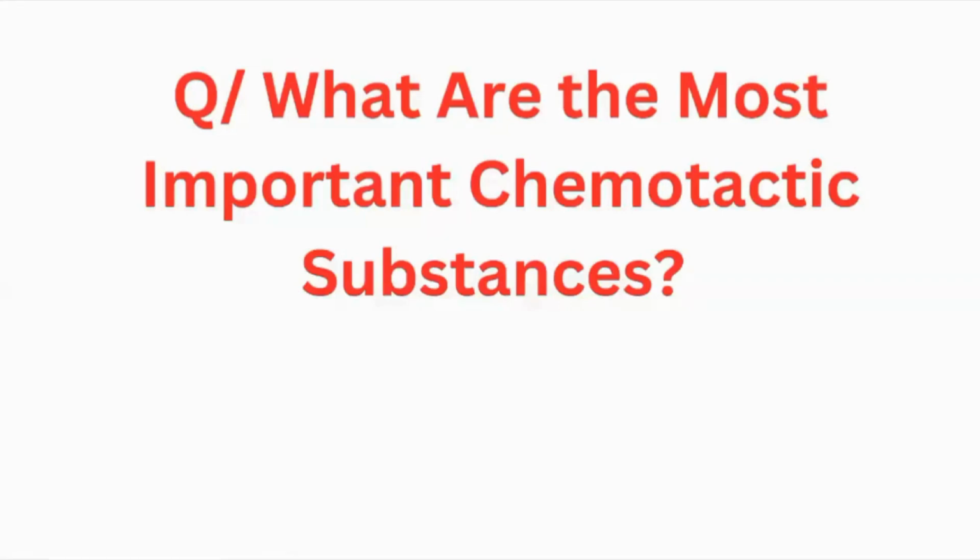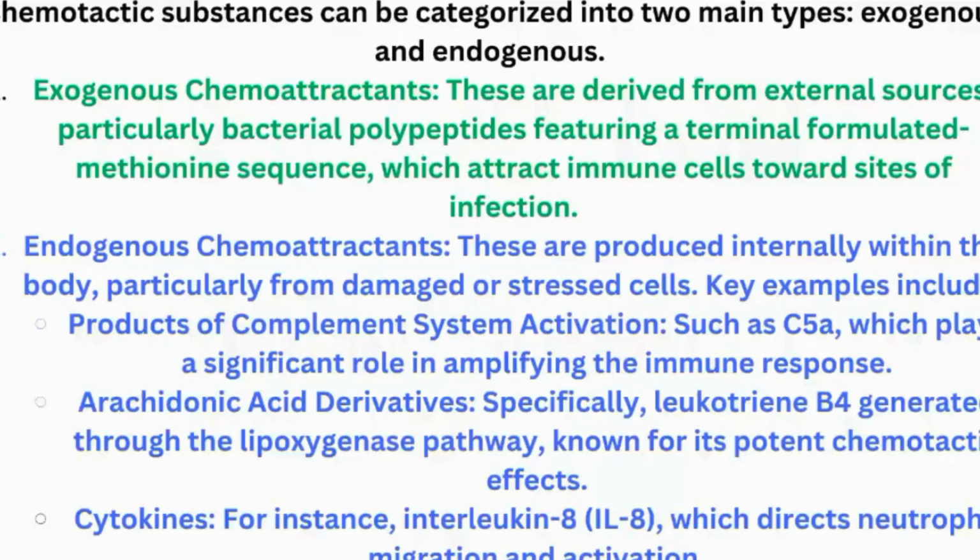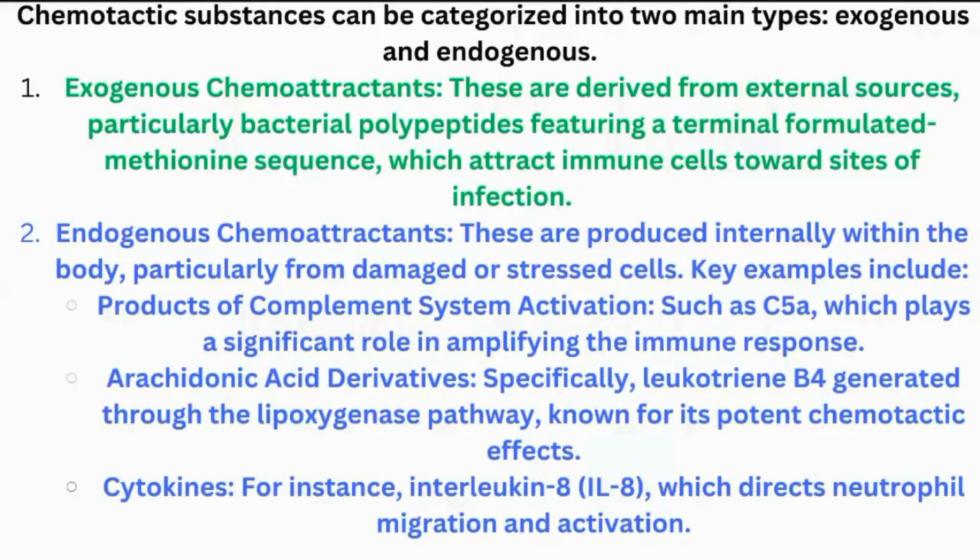What are the most important chemotactic substances? The two main types of chemotactic substances are exogenous and endogenous chemoattractants. Exogenous chemoattractants are derived from external sources, particularly bacterial polypeptides. These chemotactic substances attract leukocytes toward the site of infection.